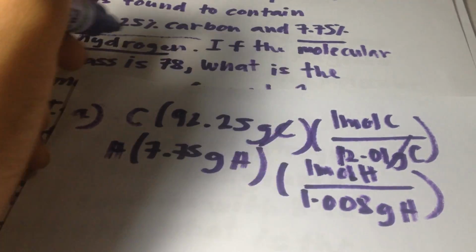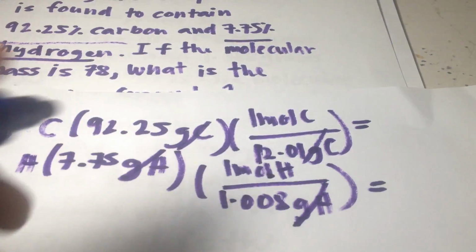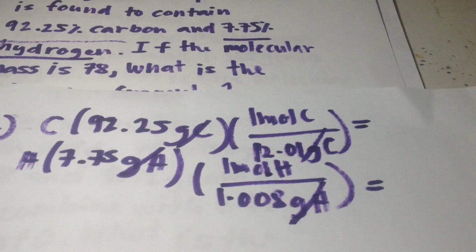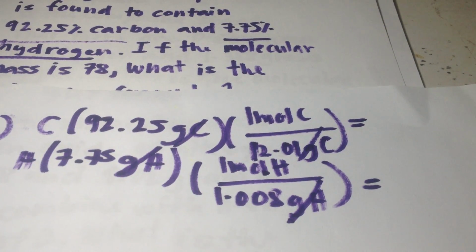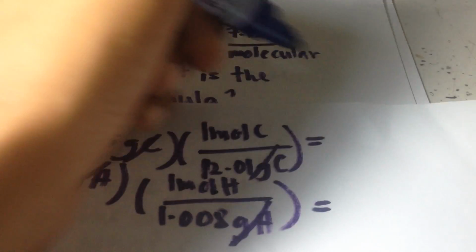So 12.01 grams of carbon times 1 mole of carbon, and you need to cancel that out, and then 1.008 grams of hydrogen and 1 mole of hydrogen. So we need to cancel grams of hydrogen too. So we need to get their moles. So 92.25 grams divided by 12.01 is equal to 7.681.